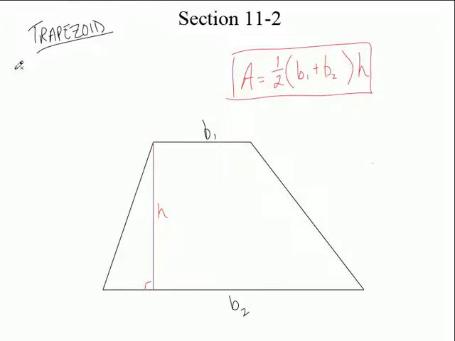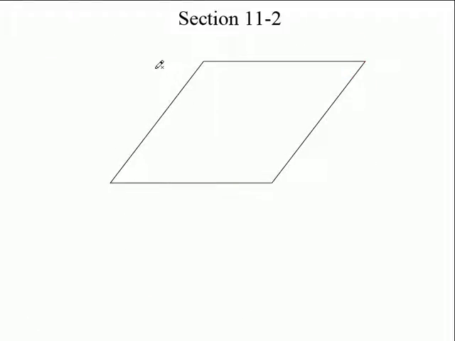Let's go to another one. That's trapezoid. Very, very close to the area of a triangle. Let's see what's next. Okay, here's a new area. This is the area of a rhombus. So let's write that down.